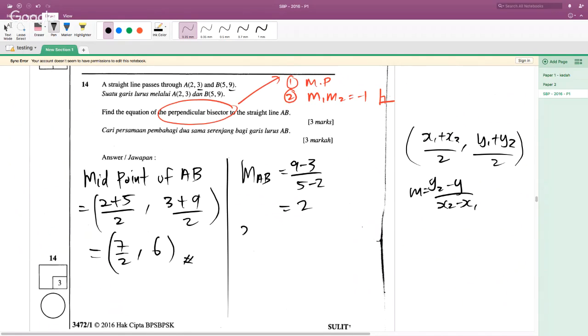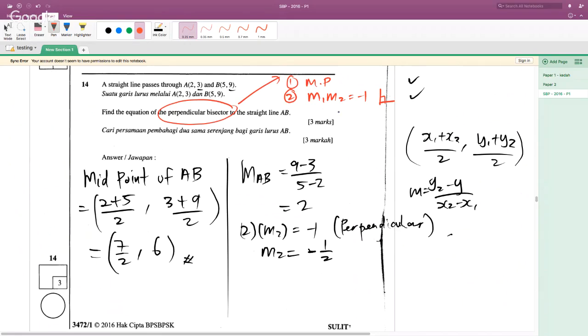So then I know 2 multiplied by the second gradient should equal -1 if they are perpendicular. Okay, if they are perpendicular. So yeah, I know my second gradient is negative, it's -1 over 2. Okay, now I have both already.